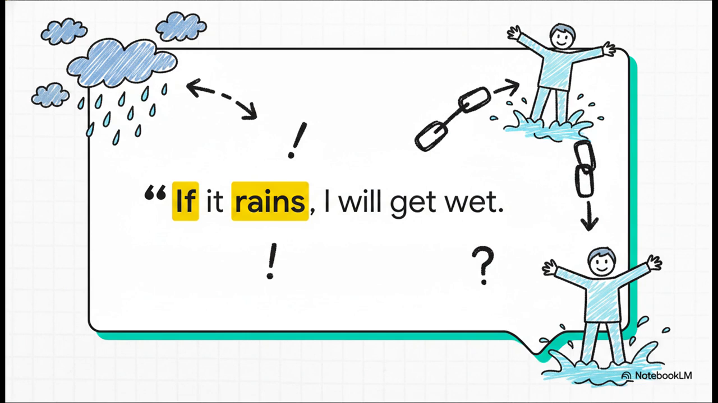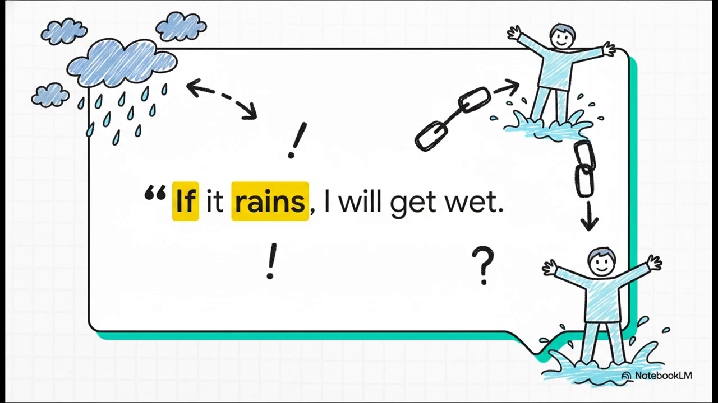And here's the perfect example, right? If it rains, I will get wet. The condition is, it rains. The consequence is, I will get wet. And if is that small but mighty word that links them together, creating this logical statement about a possible future.